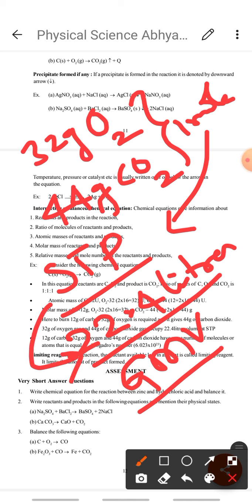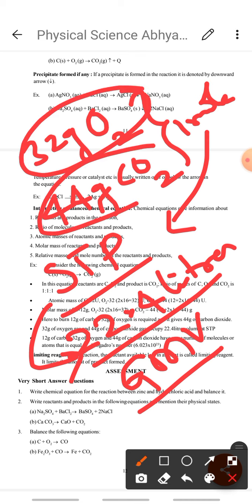STP condition, standard temperature and pressure. Standard temperature is 273 Kelvin. Standard pressure is 1 bar. So at this condition, 1 mole of any gas occupies 22.4 liters. So this is called gram molar volume. So this is interpreting a balanced chemical equation.